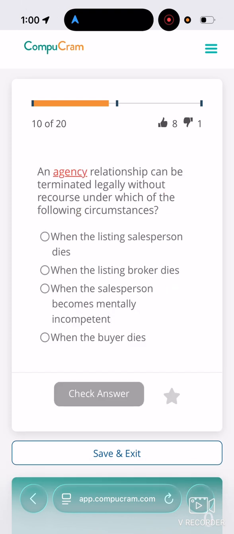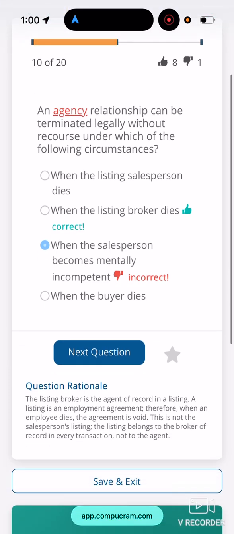All right, number 10, final question. Let's get it. An agency relationship can be terminated legally without recourse under which of the following circumstances? When the listing salesperson dies, when the listing broker dies, when the salesperson becomes mentally incompetent, when the buyer dies. Okay, what does it say? An agency relationship can be terminated legally without recourse. I believe it's this. Oh, when the listing broker dies.